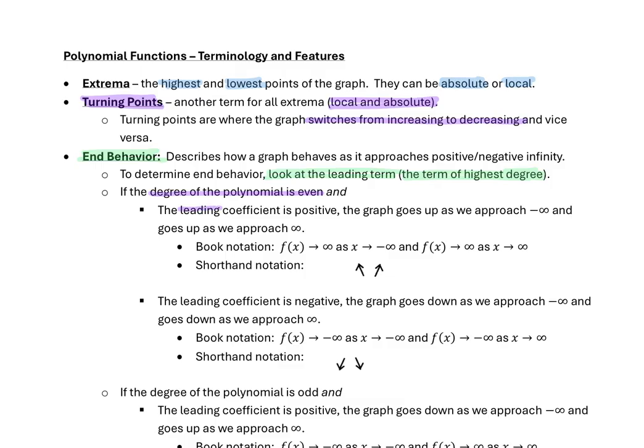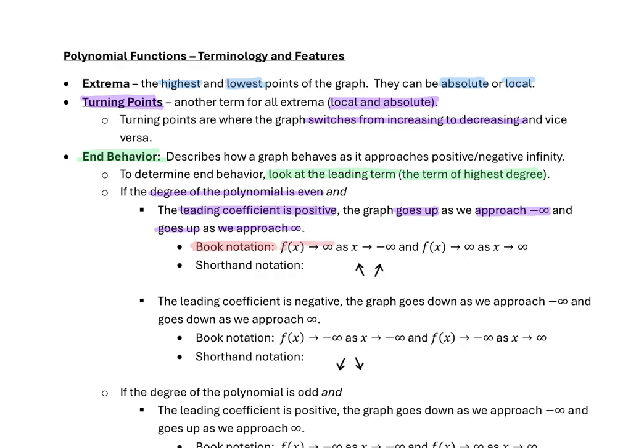If our leading coefficient is positive, then the graph goes up as we approach negative infinity, as we go to the far left of the graph. And it also goes up as we approach positive infinity. This is going to be the book notation, and obviously you're going to need this when you're doing your homework and the quizzes. But this is basically what it says.